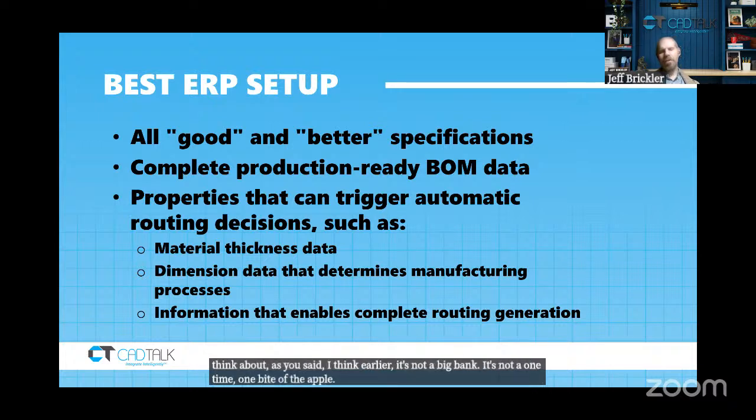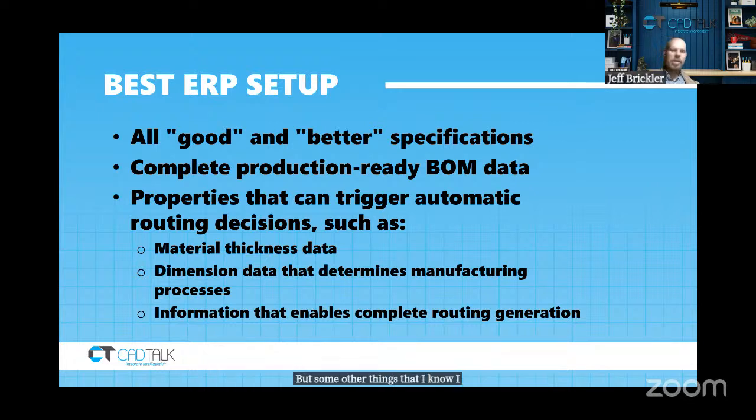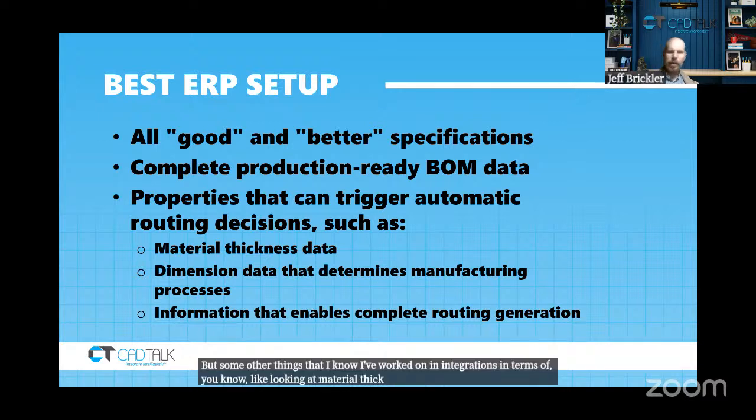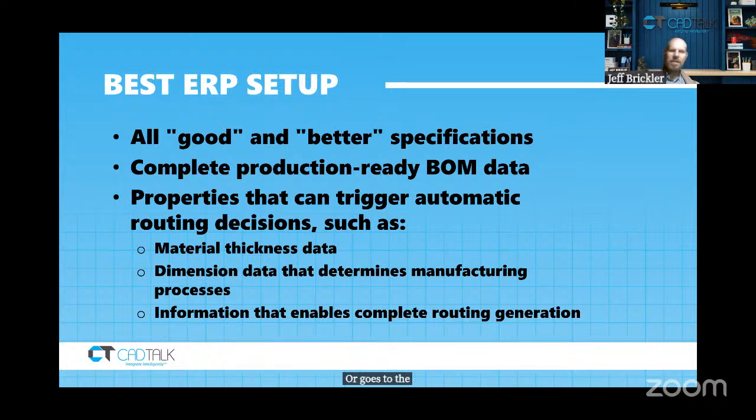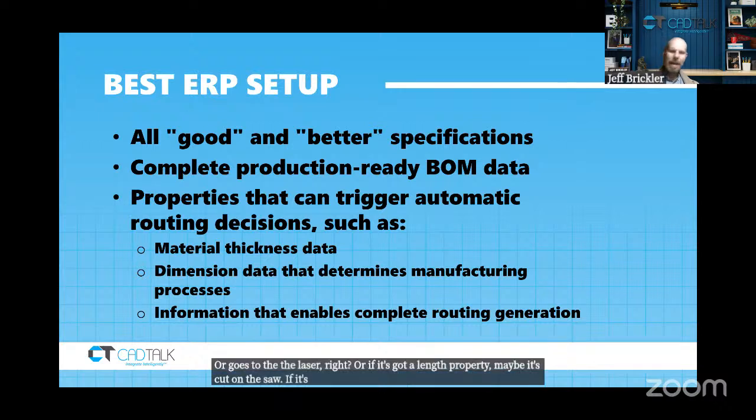Right. But some other things that I've worked on in integrations, like looking at material thickness. I did a project where we could look at the material thickness and based upon that thickness, like plate versus sheet metal, it goes to the plasma or goes to the laser, right? Or if it's got a length property, maybe it's cut on the saw, if it's extruded material or pipe. You can make those kinds of decisions to automate some of those tasks and help you with those routings.